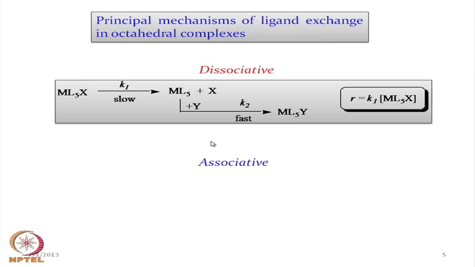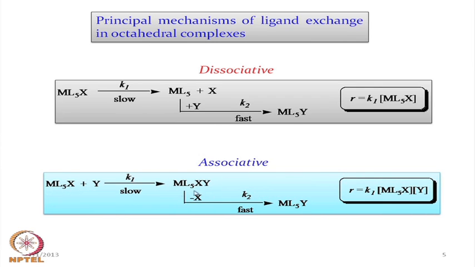In the other case, which is associative in nature, the incoming ligand can go and attach to the metal center, forming the ML5XY. In this particular case, this is the slow step, whereas in the dissociative case the dissociation is the slowest step, and the slowest step is the rate determining step. That means the rate of the reaction is dependent only on the slowest step, that means the dissociation path.